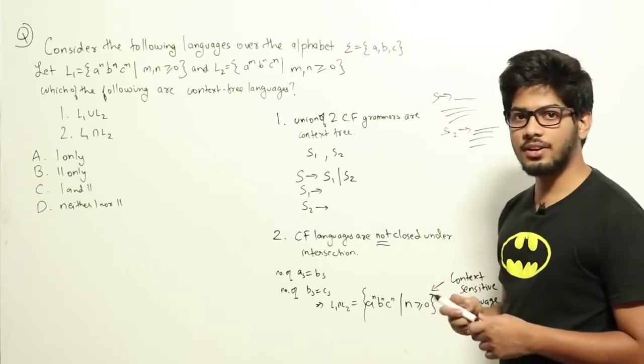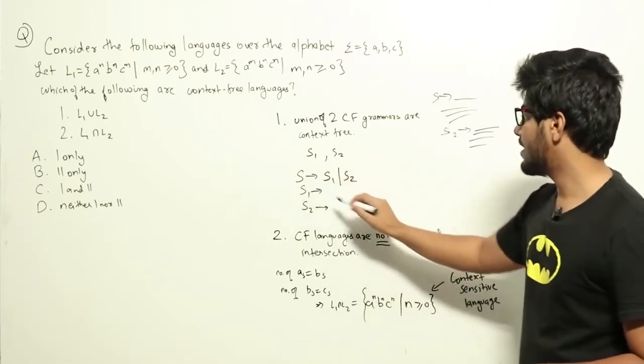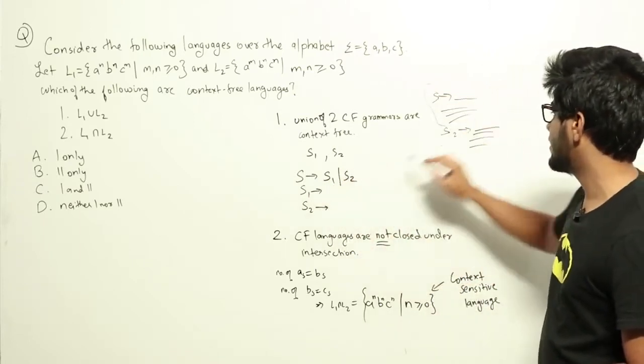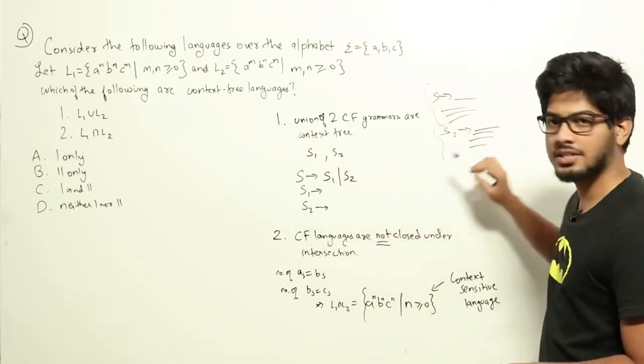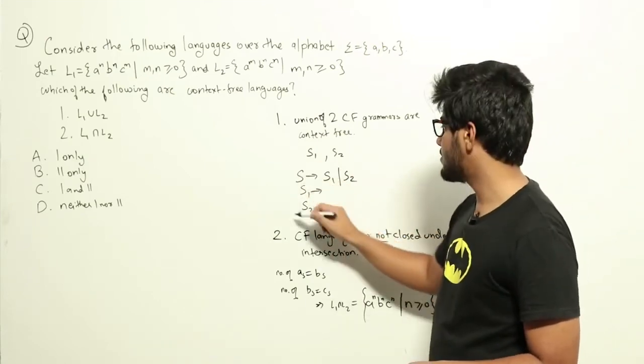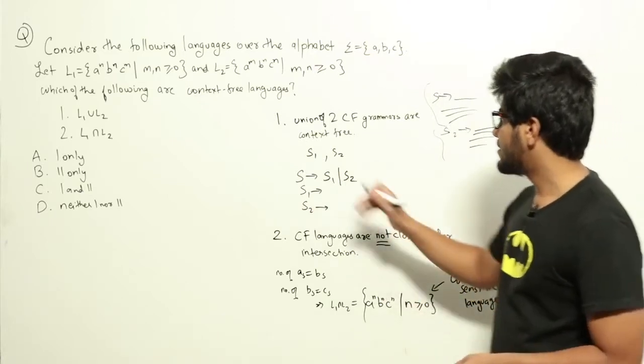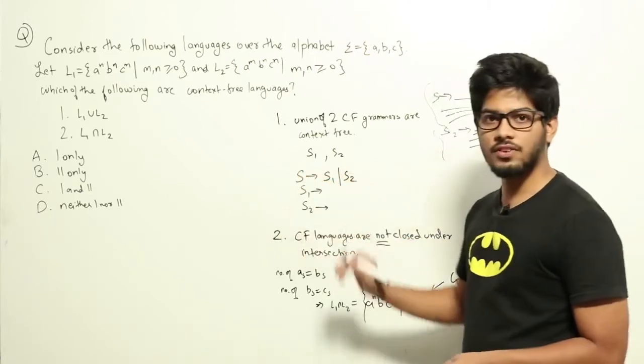Now, if I try to create a new grammar S such that S gives S1 or S2, S1 gives whatever were here, S2 gives whatever were here, and all the productions here. If you take a look at this, this is also a context-free grammar. It satisfies all the rules for a context-free grammar, as well as generating the union of L1 and L2.